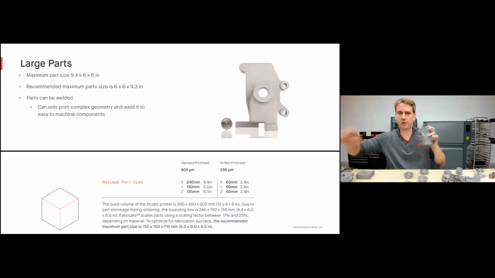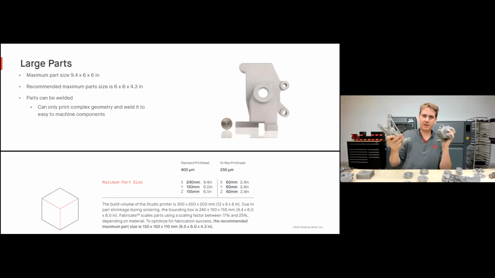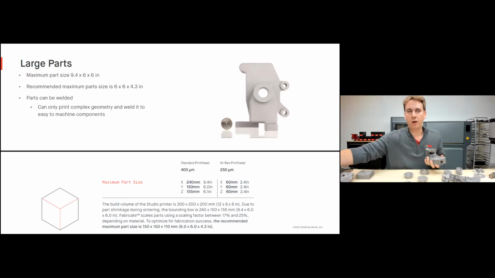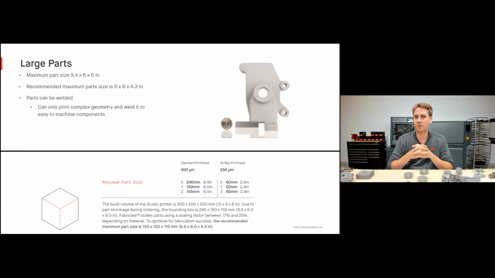Large parts. I have a couple of large parts with me here today. Maximum part size is 9.4 inches by 6 by 6, which is a bit smaller than the build volume of the actual printer, because the part is going to shrink by 20%. So the max part size is going to be 20% less than the size of the printer. Though we do recommend trying to stay within a max part size of 6 by 6 by 4.3, because as parts get larger, they tend to take longer and get a little bit more expensive, so it generally can not always make as much sense to print those parts.